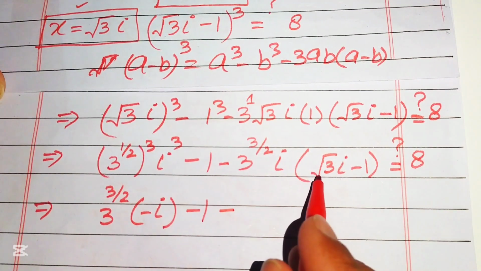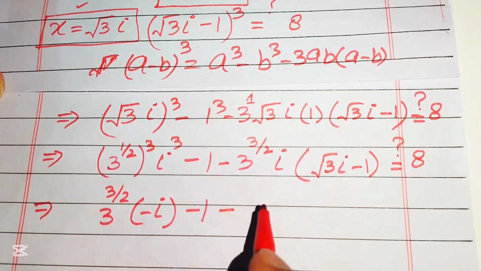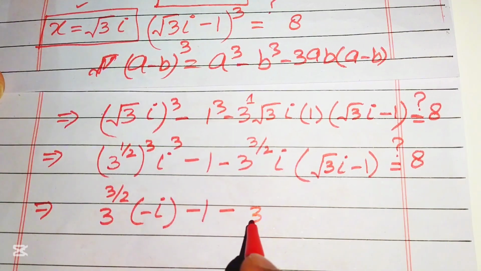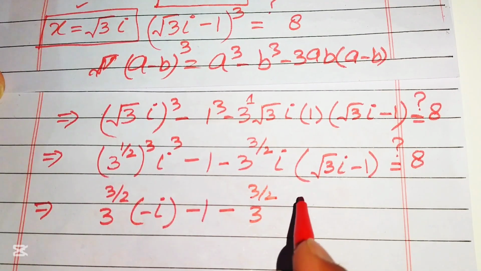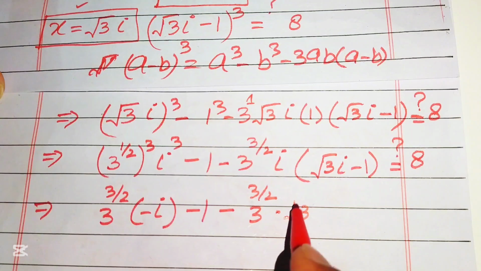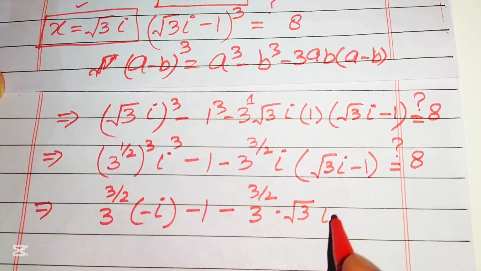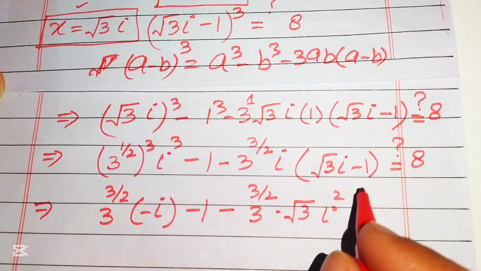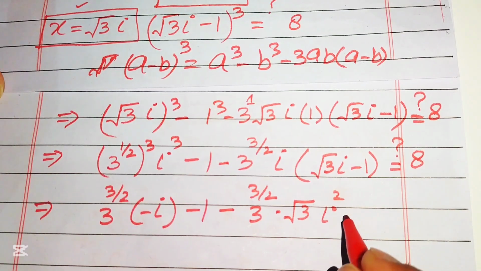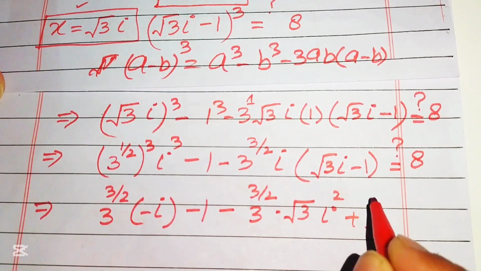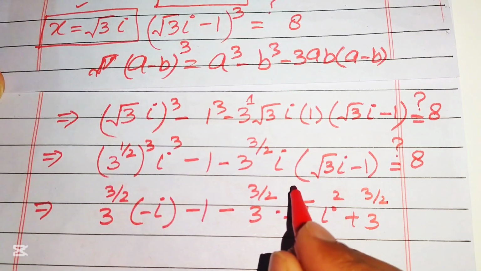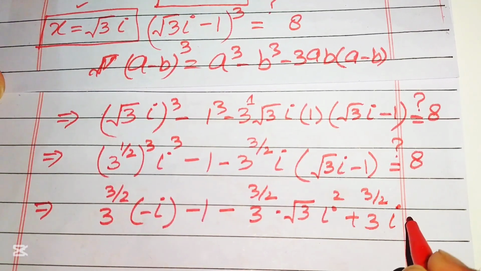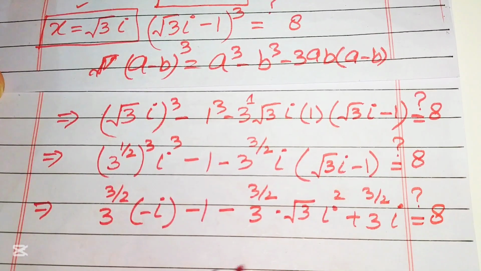Now we multiply this value by this value here, so it will be written as 3^(3/2) multiplied by √3, and this i multiplied by i becomes i², and when this value is multiplied by here, it will be written as plus 3^(3/2) times i, and we check: is this equal to 8 or not?